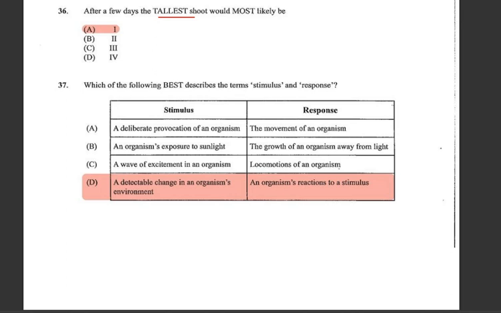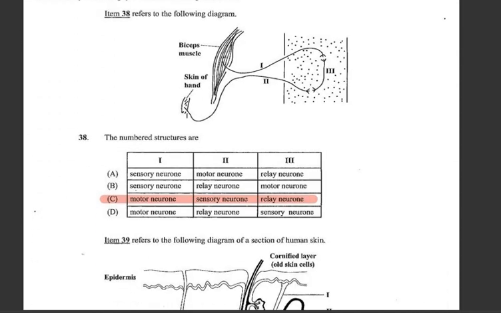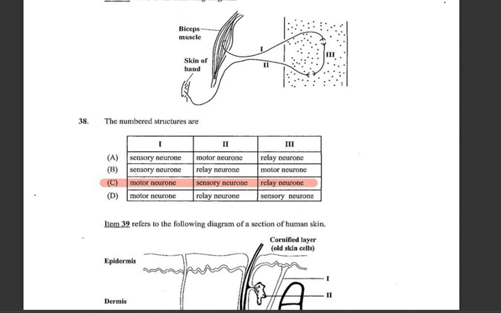And we're moving forward. Alright, number 38, here we have a diagram. We have a bicep muscle and the skin of a hand, and here they're asking about structure R. Let me see what's going on. On 1 here we have the motor neuron, and on 2 we have the sensory neuron.